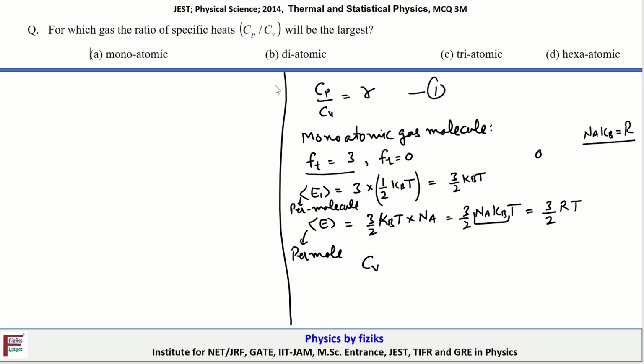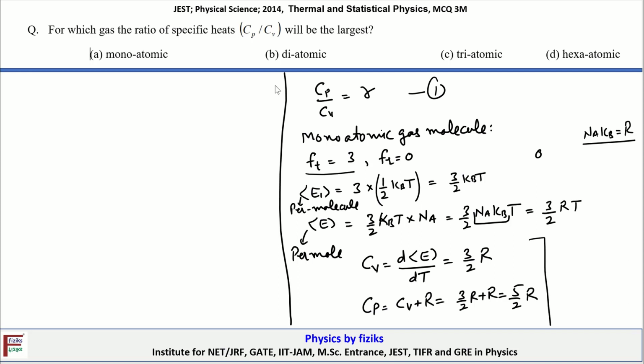So from here we can calculate Cv, which is equal to dE by dT, that is 3/2 R, and similarly we can calculate Cp, which is equal to Cv plus R. That is 3/2 R plus R, which equals 5/2 R. So Cp by Cv is equal to 5/3 for the monoatomic gas, which is approximately 1.66.